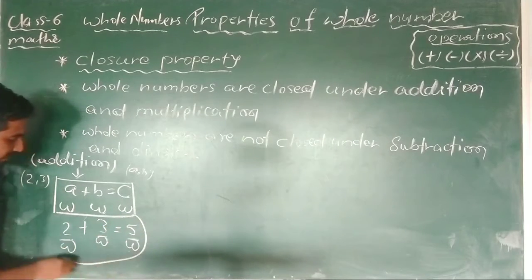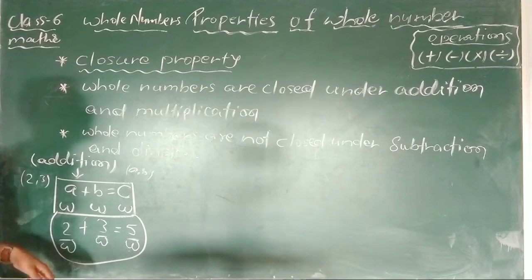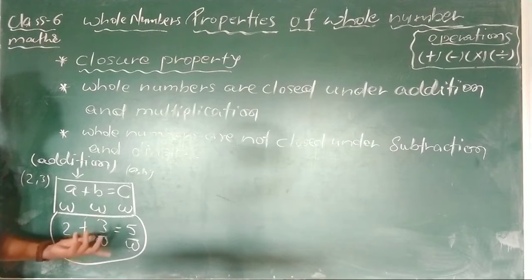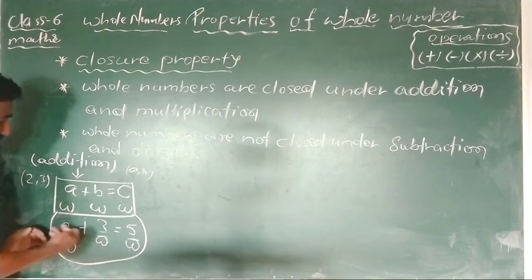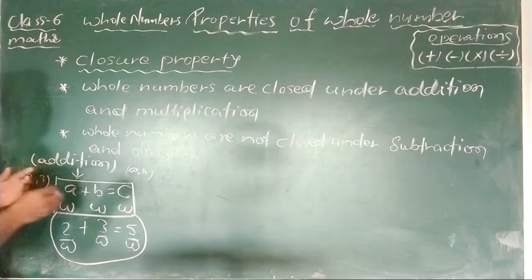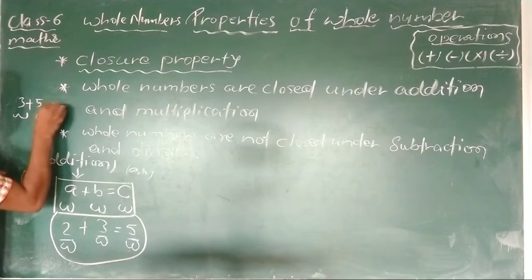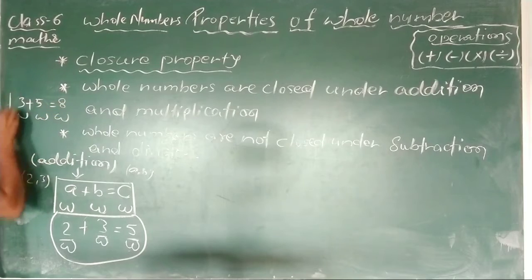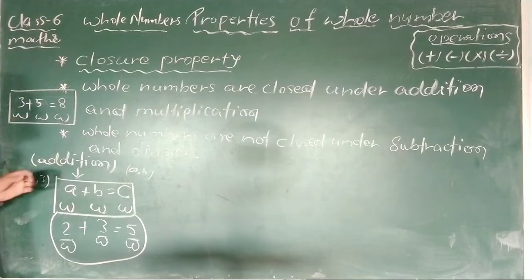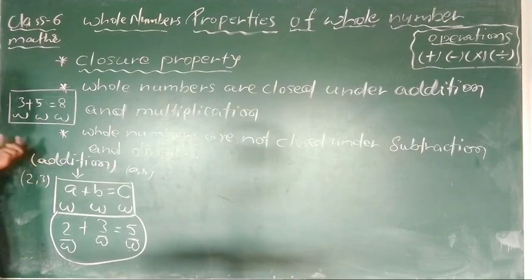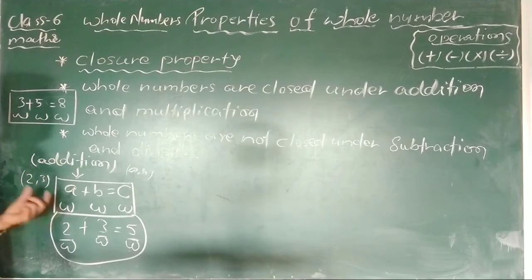So when you added 2 whole numbers, you got the answer that is also a whole number. This is what is called the closure property under addition, it is followed. If the answer does not come as a whole number, then it is said it is not followed, but here it has come, 2 plus 3. You take another example, 3 plus 5, this 3 is a whole number, this 5 is a whole number, and the answer that comes is also a whole number. So when you add any whole numbers, the answer comes as a whole number, and that is why it is called closure property under addition, it is followed.